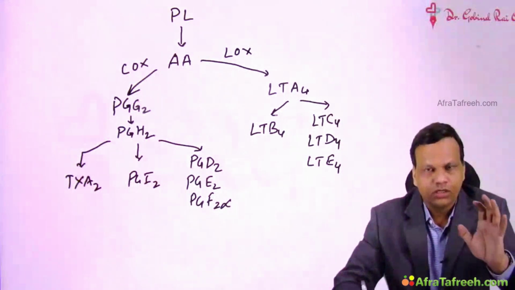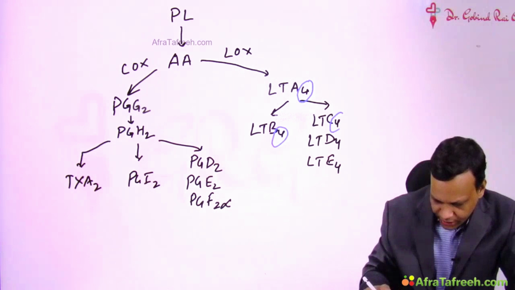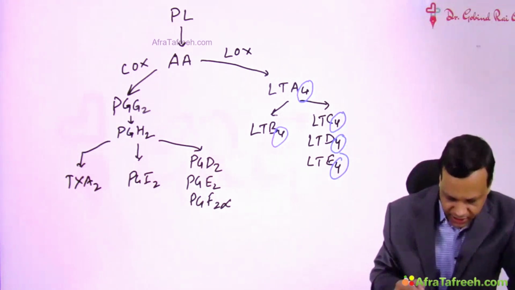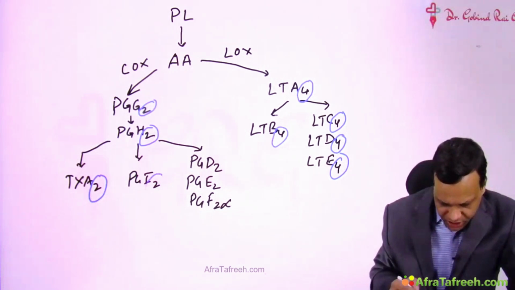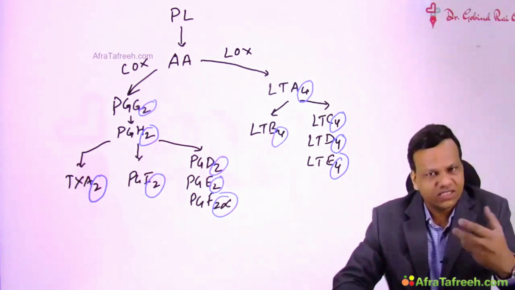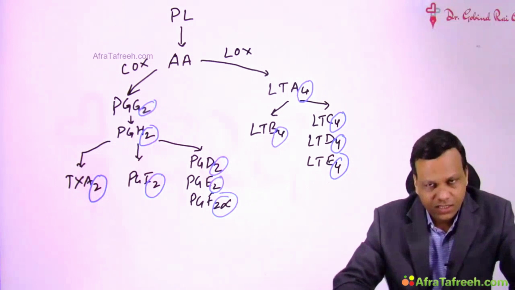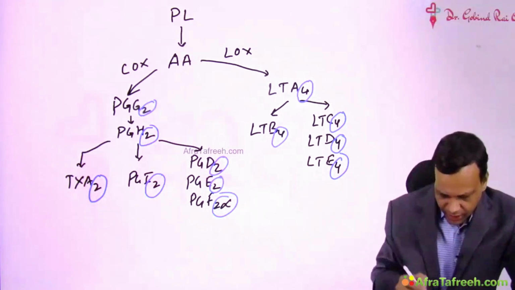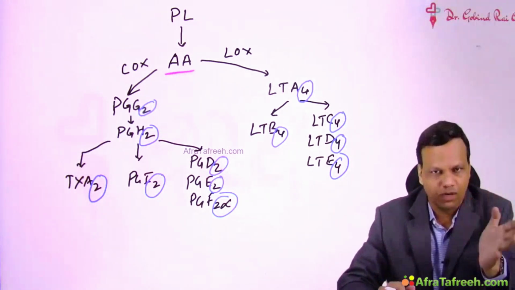If you note, leukotrienes contain the subscript 4: leukotriene A4, B4, C4, D4. Whereas prostaglandins contain the subscript 2: PGG2, H2, thromboxane A2, PGI2, D2, E2, F2. So what is the meaning of this subscript? What is this 2 or this 4? Yes, these are the number of double bonds. Remember, arachidonic acid is a 20 carbon fatty acid. It contains 4 double bonds.